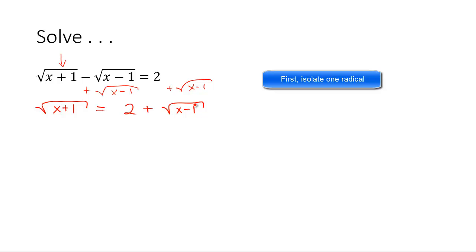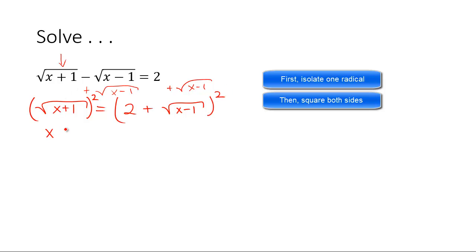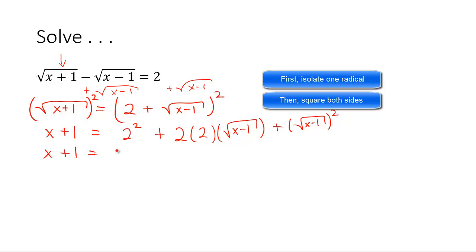Now, because we have a root by itself, we can square both sides. This square root is cancelled, but this here is going to follow our perfect square trinomial formula. By now you should be familiar with the fact that rather than multiplying this out completely or making the mistake of squaring both of these, you want to take the square of the first, plus twice the first times the last, which is the middle term, plus the last squared. So now we have x plus 1 equals 4 plus 4 root x minus 1 plus, and now this square cancels that, x minus 1.